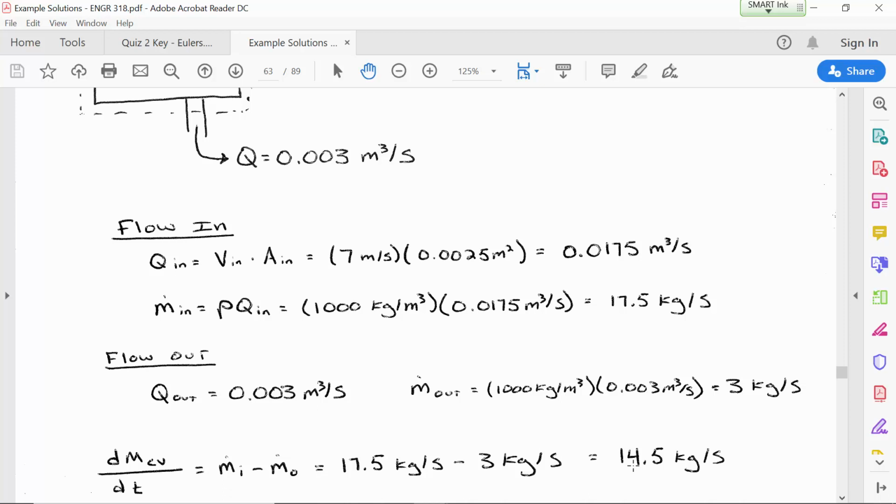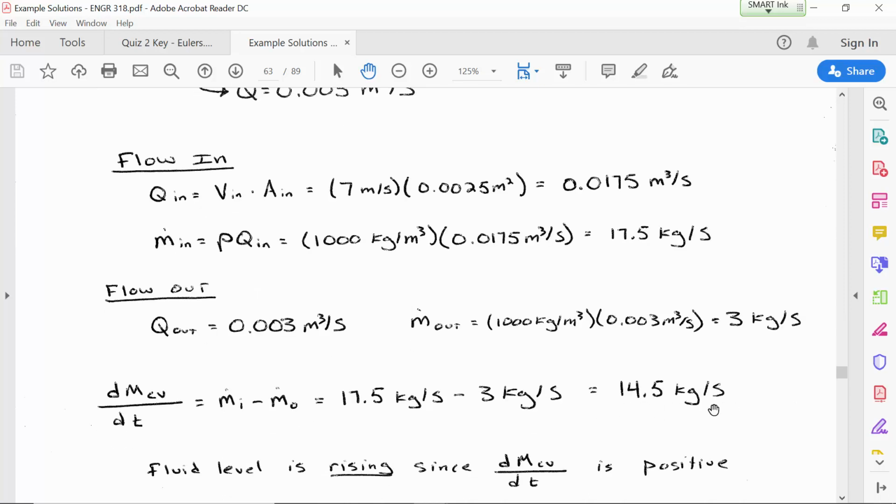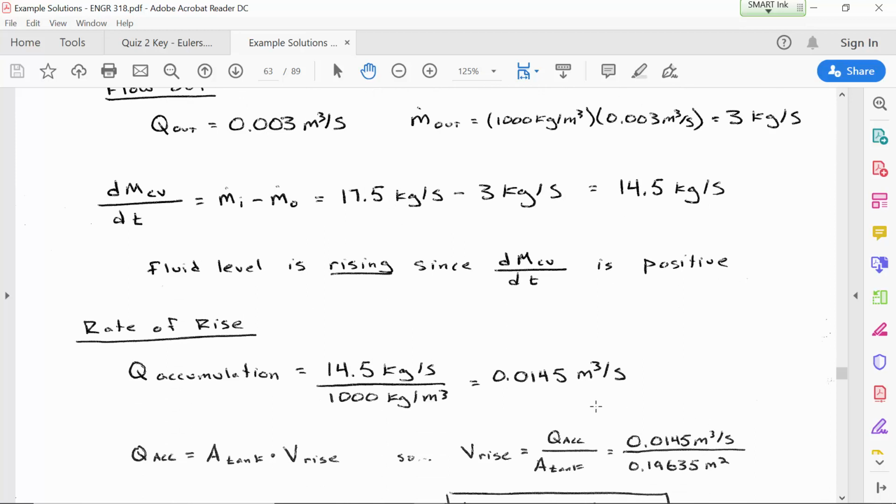But if you have a really narrow tank, like a graduated cylinder, then the liquid level is rising really quickly because of the small diameter, small cross-sectional area. When we take this mass accumulation and convert it back into volumetric, I guess we could have kept it volumetric all along, but it's good practice to keep in mind how to adjust between volumetric flow and mass flow. The rate of accumulation in volumetric terms means that every second, the 14.5 kilograms that accumulates is going to occupy a volume of 0.0145 cubic meters.